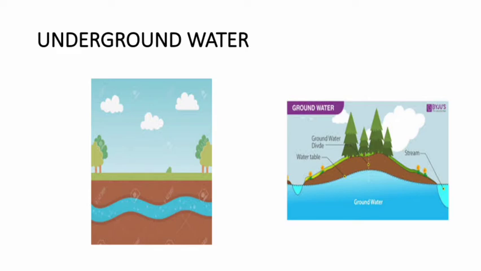Groundwater. Groundwater is present beneath the earth's surface. So below the soil there will be a water layer. That is called groundwater. Nowadays we get water through bore wells. So the underground water is used for daily purposes.